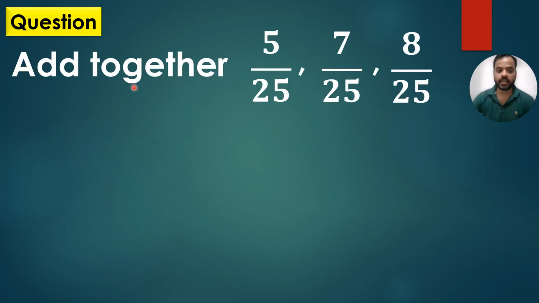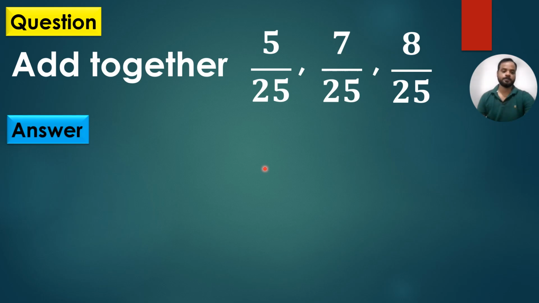Now the question is, we have to add together 5 by 25, 7 by 25, 8 by 25. Now look, all the fractions have denominator 25. So the denominator of all three fractions is same. It is 25. Therefore, these are like fractions. So how to calculate the sum? Let us see.